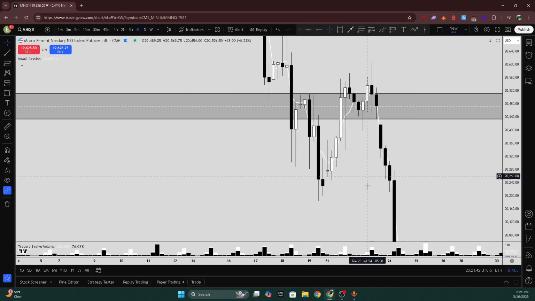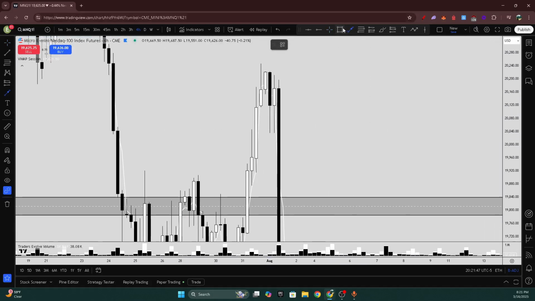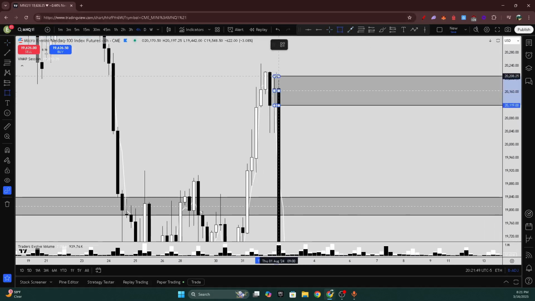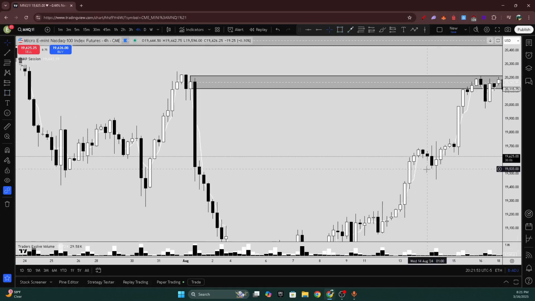So let's go. Okay. Let's see. Okay, this is a pretty significant zone right there. I'm just removing the previous zone. All right, look what happened.